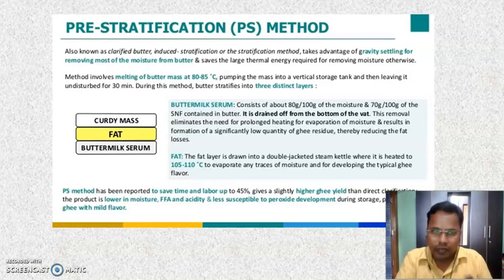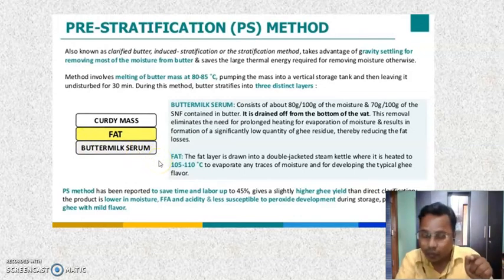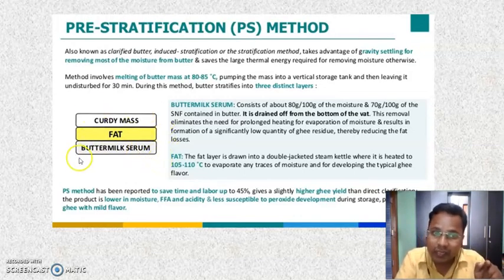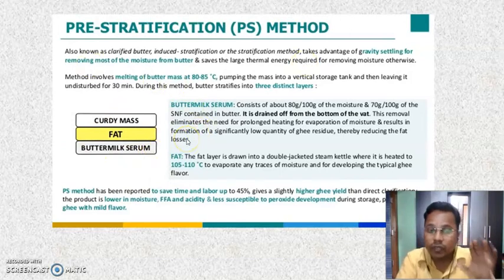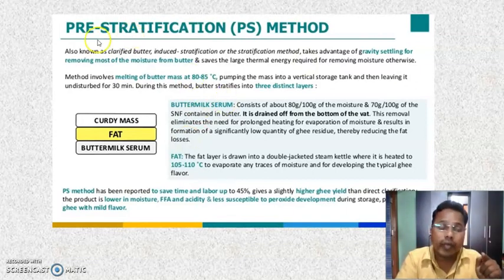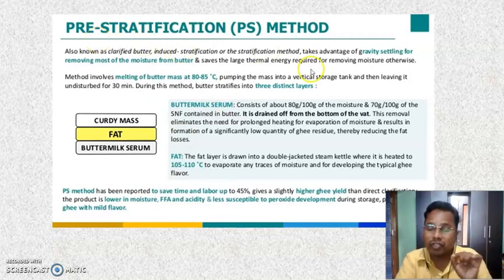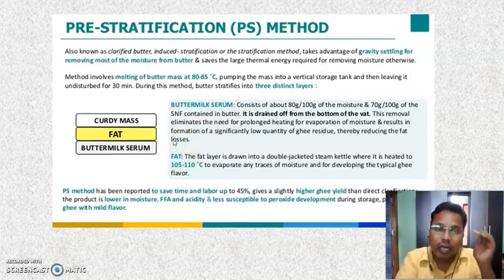Now try to understand the definition of stratification. As I told you earlier, it means the formation of layers. These layers are formed here: the curdy mass is the first layer, fat the second layer, and buttermilk the third layer. The formation of these layers is called the pre-stratification method. Stratification means the formation of layers, and therefore this method is known as the pre-stratification method. In this method the various layers are allowed to form.